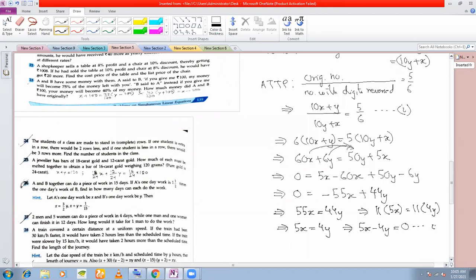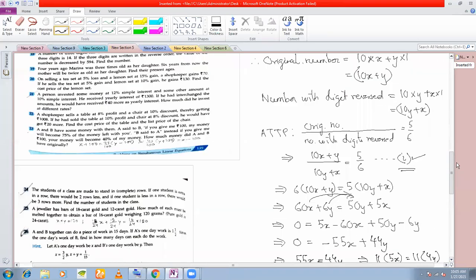Okay, let us call this equation number 2. In fact, this should be 1, but since we have labeled this as 1, we are calling this as 2. Why did we label this as 1? Because we will come back to this for the second equation. Now comes the question. Look at the second statement.